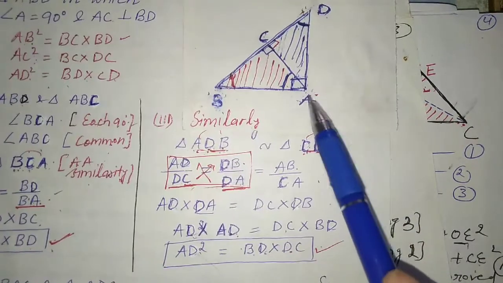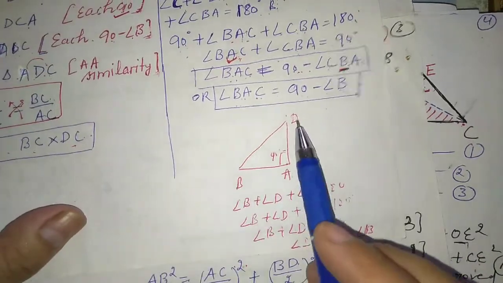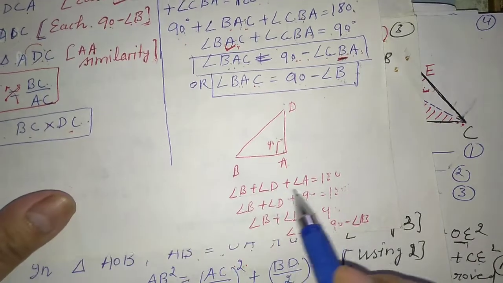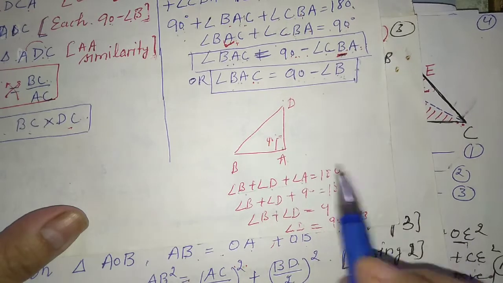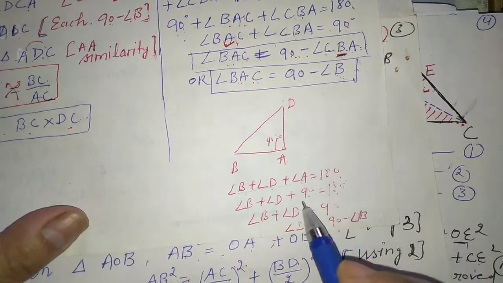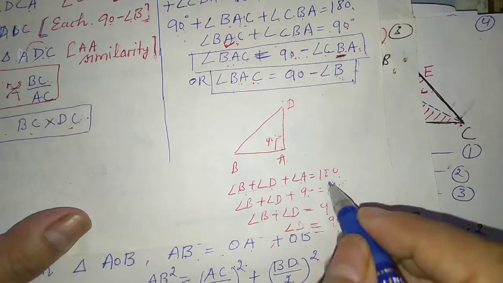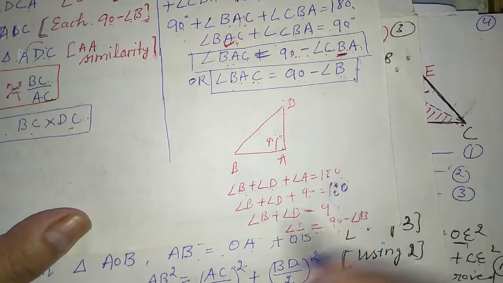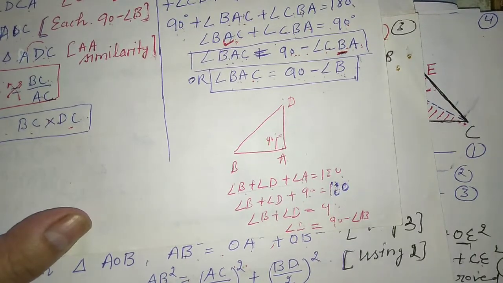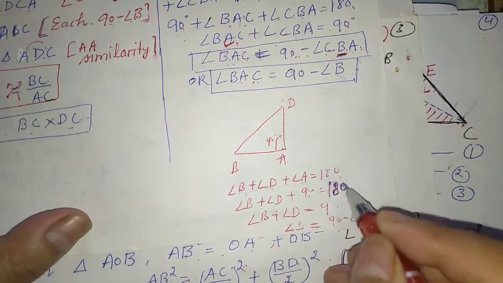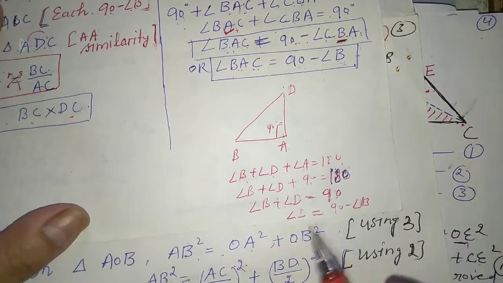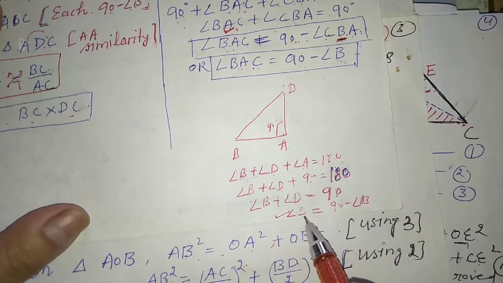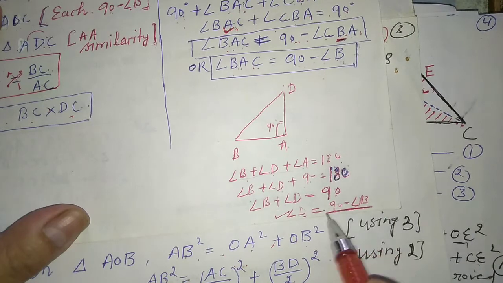So we will take here triangle ABD. Angle A is 90. Again we will apply the angle sum property. Angle B plus angle D plus angle A is 180. Angle A is 90, so transpose 90, and it comes 90. So angle B plus angle D is equal to 90, or the value of angle D is equal to 90 minus angle B.